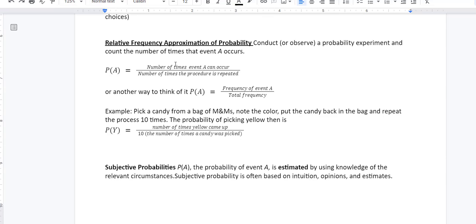Whereas the relative frequency approximation is saying I'm going to repeat that process 10 times, picking a candy out of the bag. How many times did I get yellow over the number of times that I repeated the procedure? I repeated that procedure in this example 10 times, so that's why I put 10 here on the bottom.